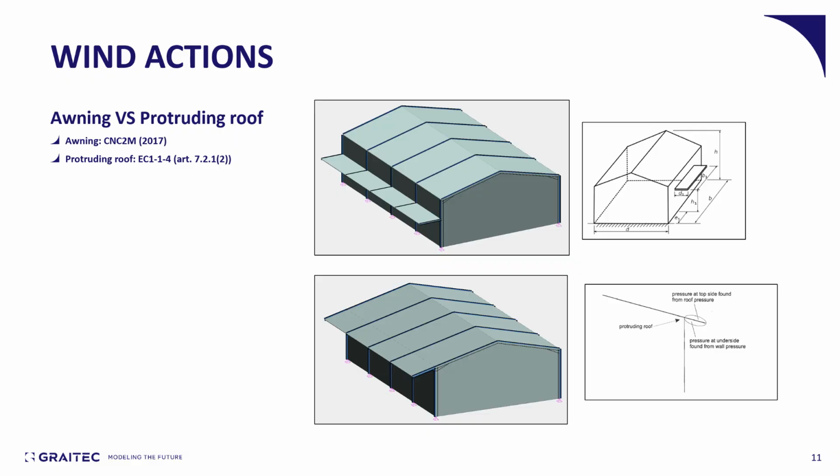Advanced design can also specifically handle awnings and protruding roofs, which are not the same thing actually. Because in the Eurocode 1, only protruding roofs are covered, which are an extension of an existing roof. Whereas an awning is a separate piece of roof that can be located at any height. And proper design of awnings requires a set of additional rules like the ones that were published in some countries like France in 2017, and which are implemented in advanced design.